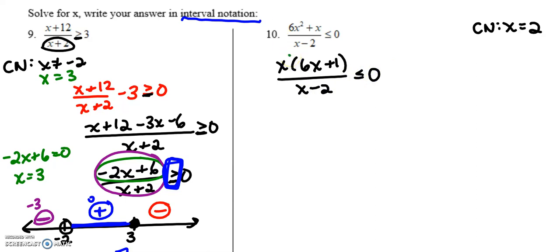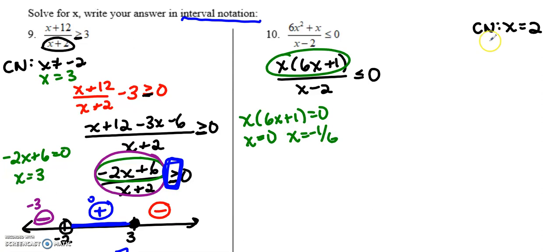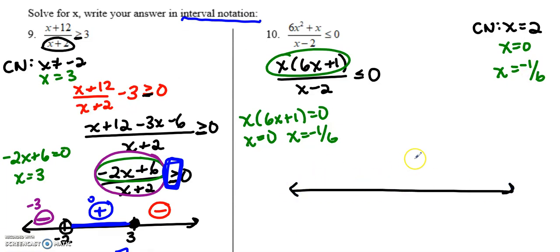So from the top part, if I set this equal to 0, I'm going to get x equals 0 and x equals negative 1/6. So x equals 0, x equals negative 1/6. These are the things that need to go on my number line. I don't know why I made that number line so big, but I did, so take it for what it is. Negative 1/6, 0, and 2. Now 0 and negative 1/6 came from the numerator, and it was okay to be equal to 0, so those will get filled in. 2 came from my denominator, so it will never be okay to plug in 2.